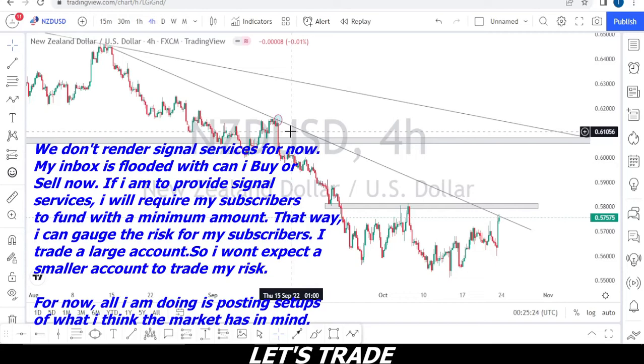So if we are to start a signal providing service tomorrow, what we'll do is I want my subscribers to have a minimum amount of money in their account, so that way I'll be able to gauge the risk of each trade I send out.